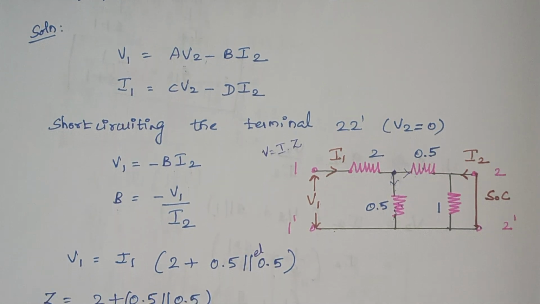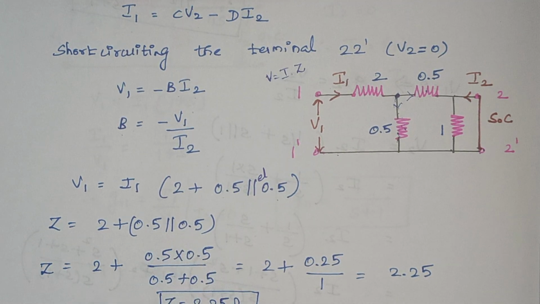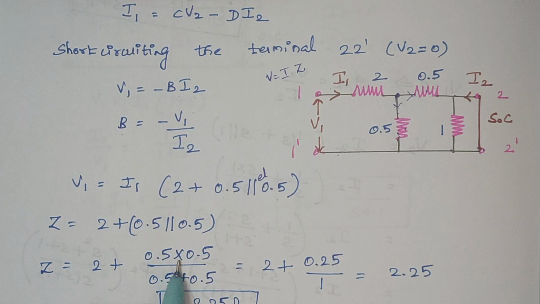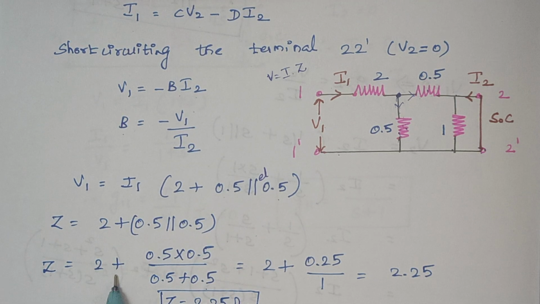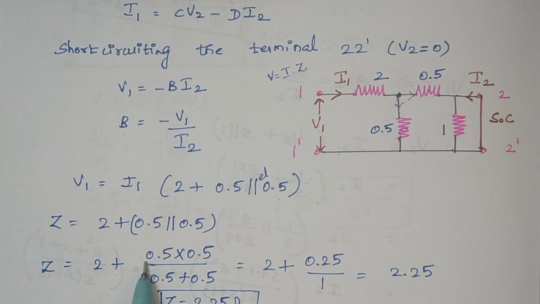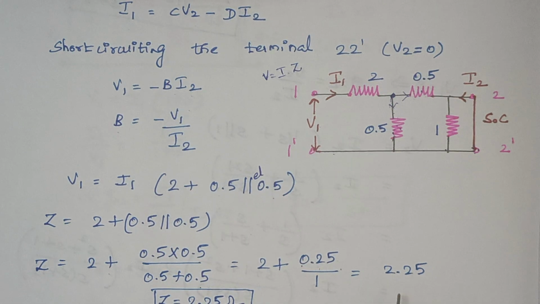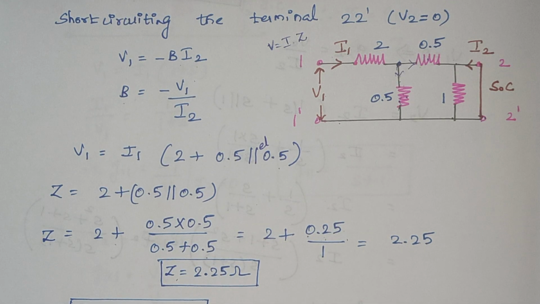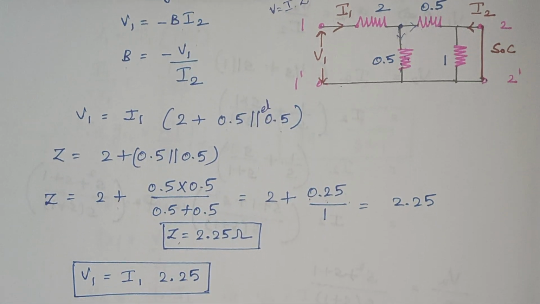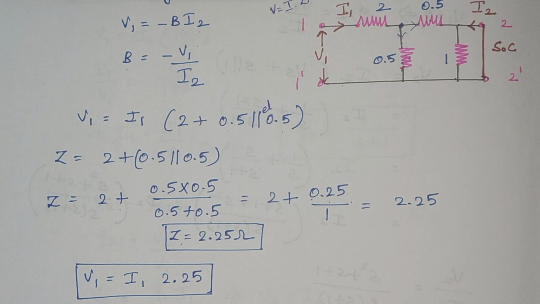When you solve this, the impedance is 2 plus 0.5 parallel 0.5. The equivalent impedance is R1 into R2 divided by R1 plus R2, and the 2 plus comes as such. When you solve this, we get 0.25. So 2 plus 0.25 gives 2.25. This is the value of your impedance. When you substitute this value of impedance in the equation, we get V1 is equal to I1 into 2.25. So now we have calculated the value of V1.